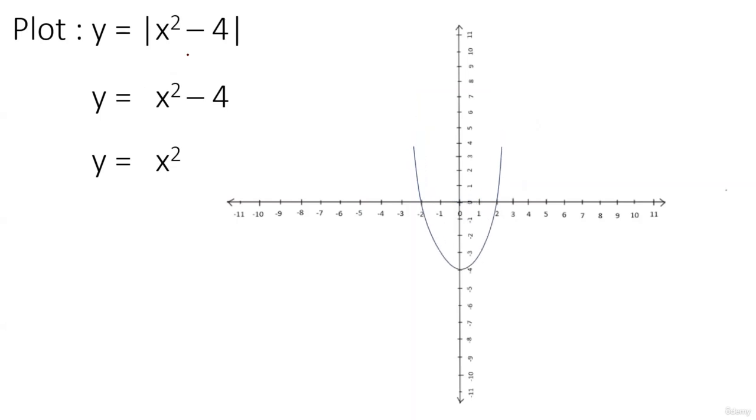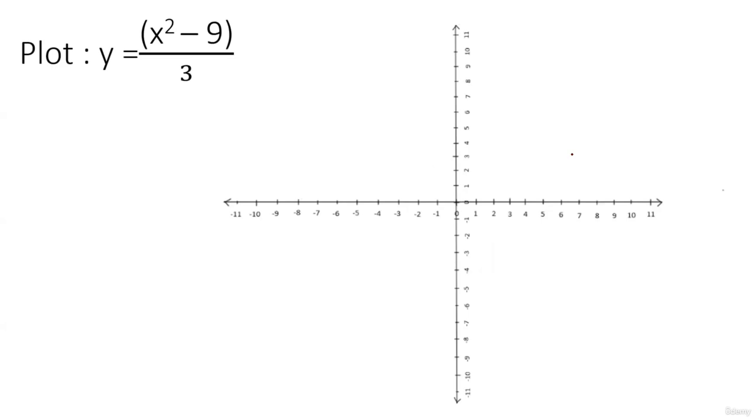Now the next step is you apply mod. In mod, all the negative values, see guys, below the x-axis, these are the negative values of y you have, right? Mod will basically make all these values positive, so the graph will become something like this. All the negative values become positive. This is the change that will happen, and this is the graph for y is equal to mod of x square minus 4. Next question is, guys, y is equal to x square minus 9 divided by 3.